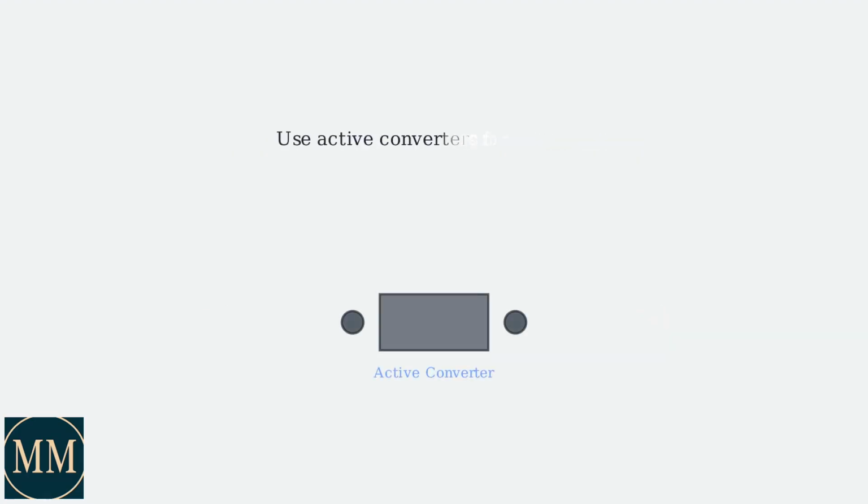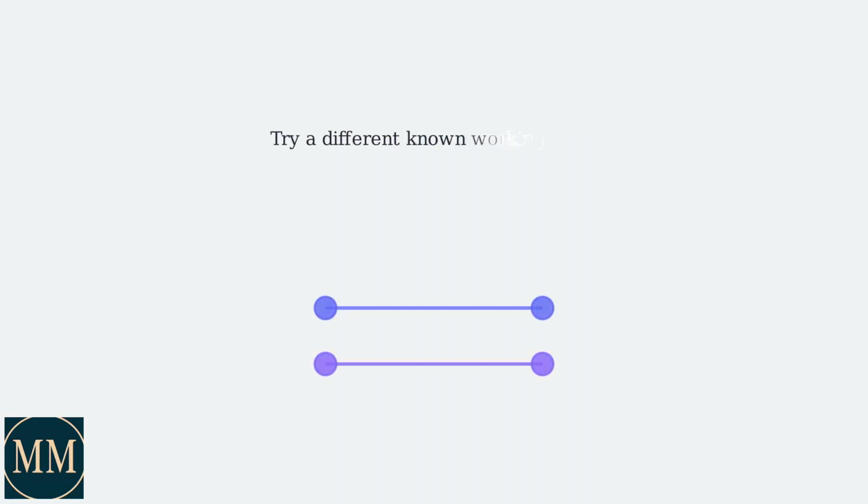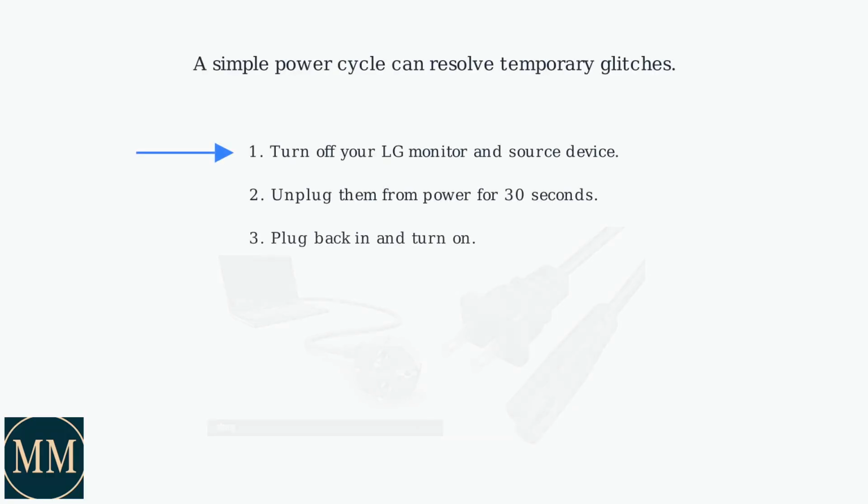If using adapters like HDMI to DisplayPort converters, ensure they are active converters that include signal processing chips, particularly important for high resolutions. As a final step, try connecting with a different known working HDMI cable to rule out cable issues completely. A simple power cycle can often resolve temporary glitches.